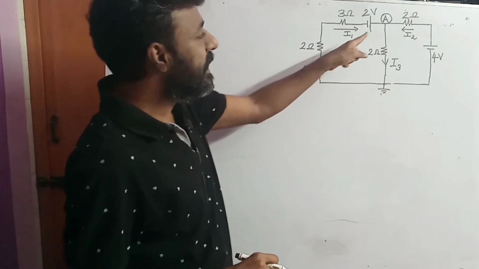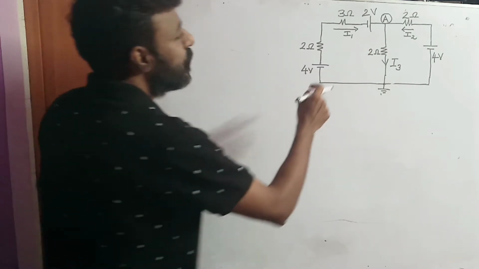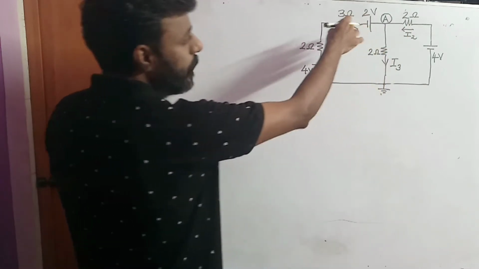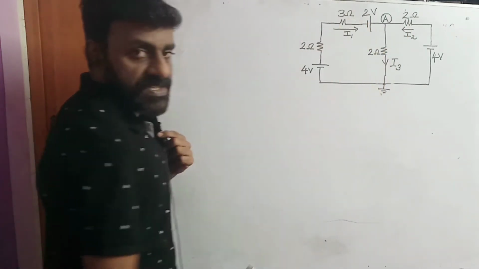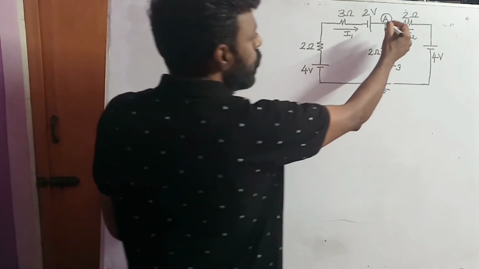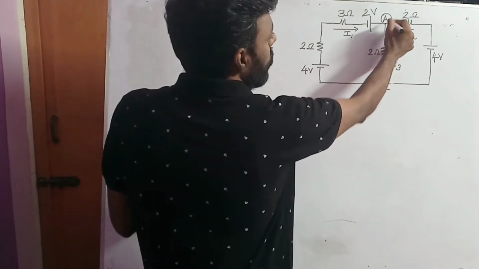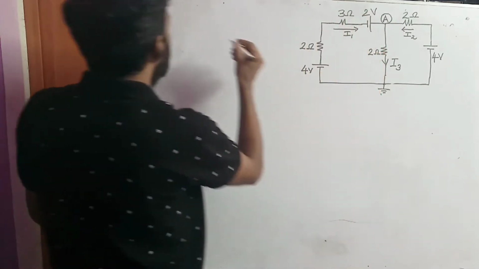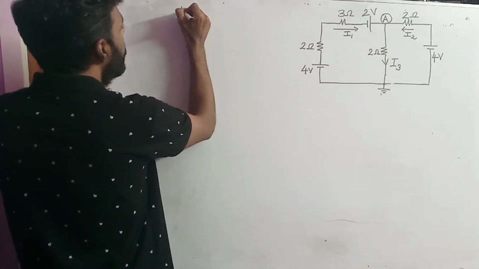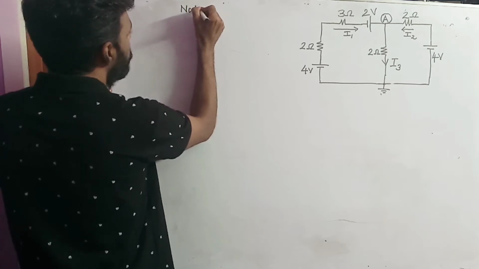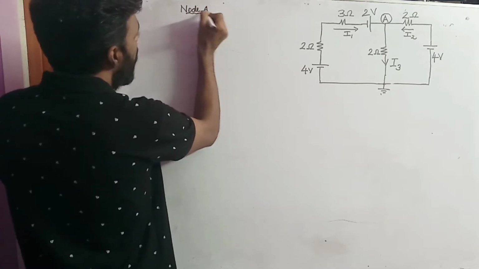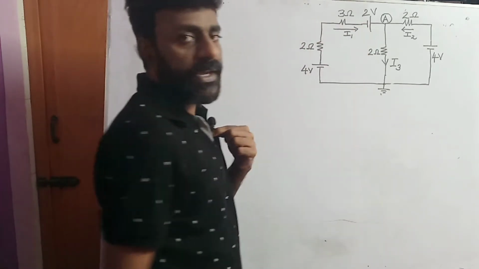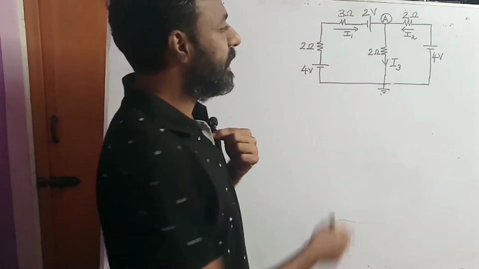Now, step one, we need to find the current I1 that is flowing through this particular resistor. Before starting that, in this node A, we need to apply the current law, KCL. So applying KCL at node A, the incoming current will be taken as positive and the outgoing current will be taken as negative.